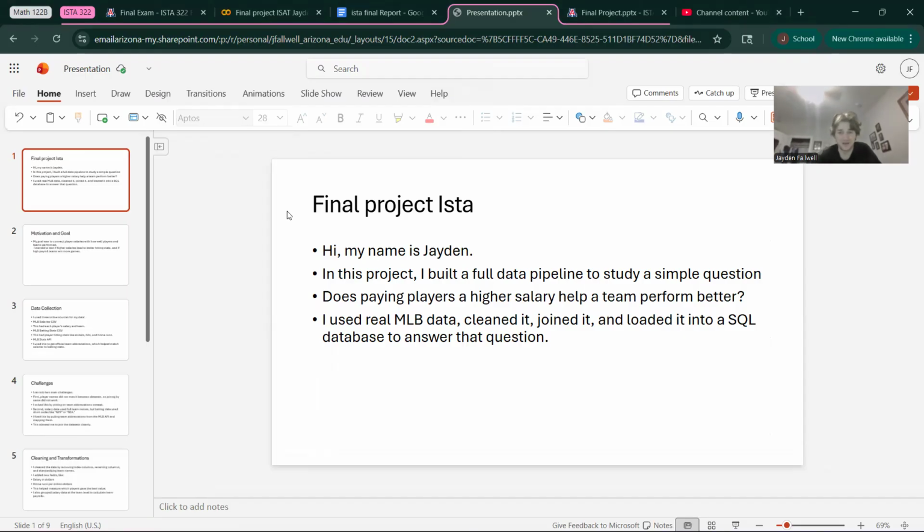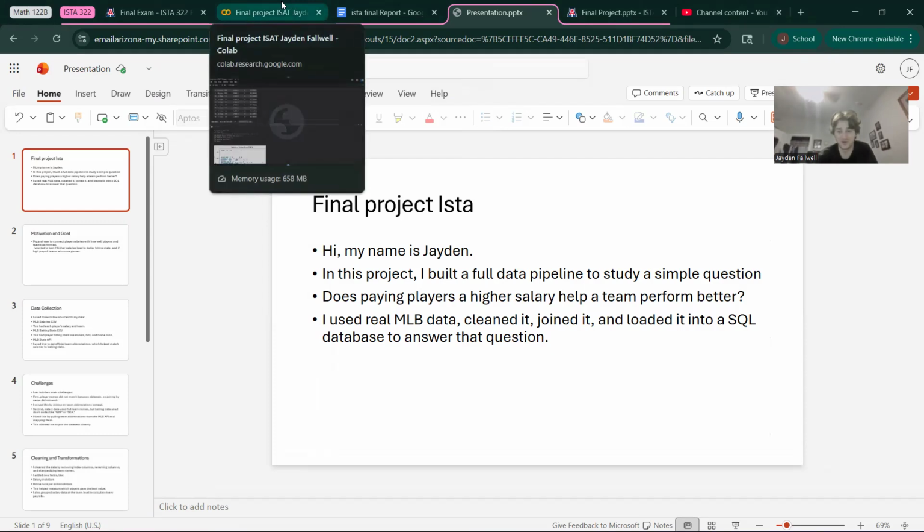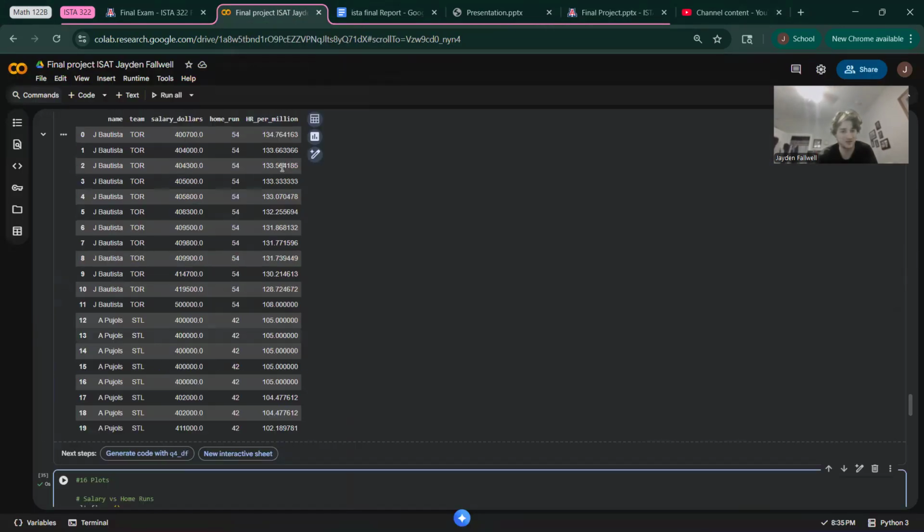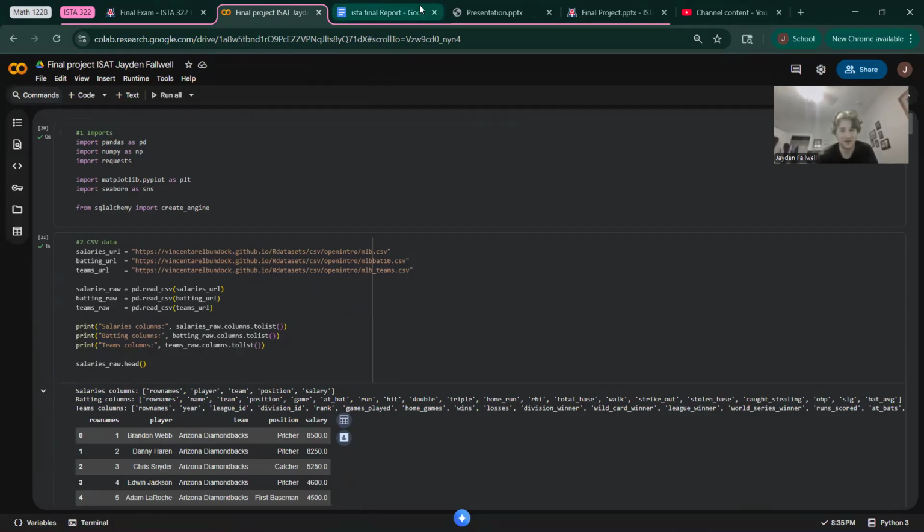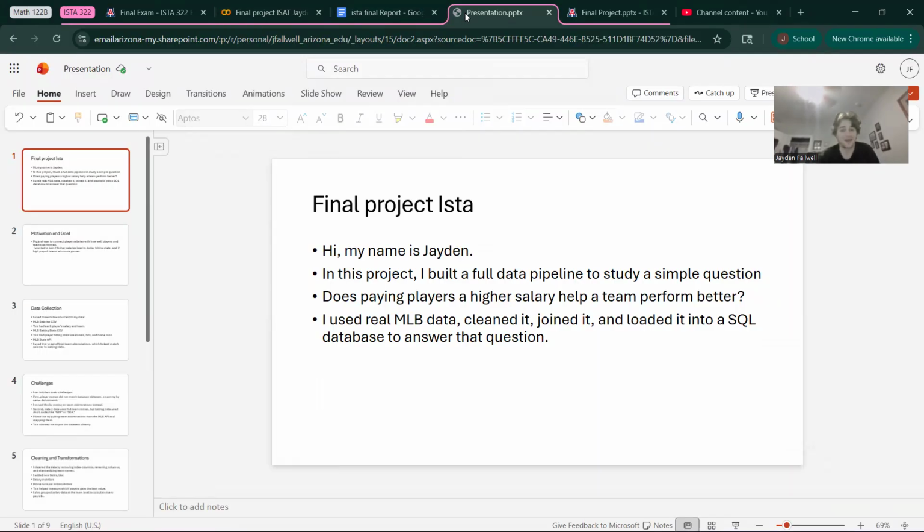Hi, my name is Jaden Falwell. In this project, I built a full data pipeline to study a simple question: does paying players a higher salary help a team perform better? I used real MLB data. I cleaned it, joined it, and loaded it into SQL databases to answer that question.